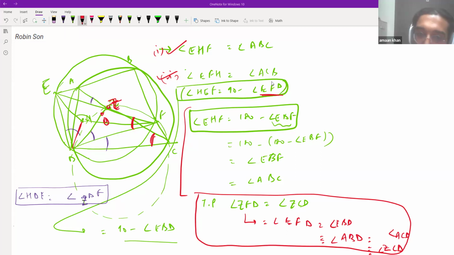For the other people, how do you use this ZFCD being cyclic to get some nice stuff about this quadrilateral? Also, we haven't used that Z also lies on DO yet. You haven't really brought O into the picture.